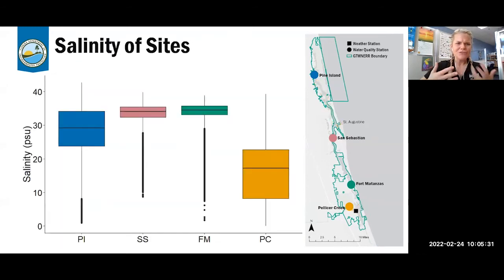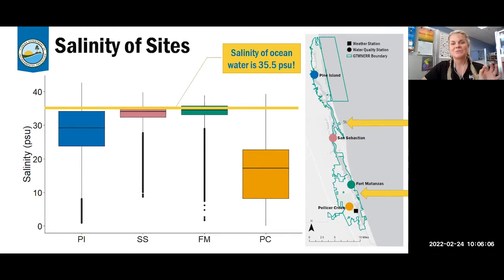And here's a figure of the salinity data, so how salty the water is at all 4 of our sites for the last 19 years. You can see that the boxes, which represent where most of the data lies, for San Sebastian and Fort Matanzas are much smaller and higher than those of Pine Island and Pellicer Creek, suggesting very little variability in the salinity at those sites and much more at Pine Island and Pellicer Creek. Again, these sites are much closer to the inlets and are heavily influenced by them. Here's a line representing the salinity of ocean water, and you can see how close those 2 sites are to being oceanic.